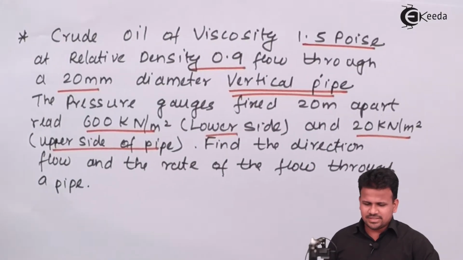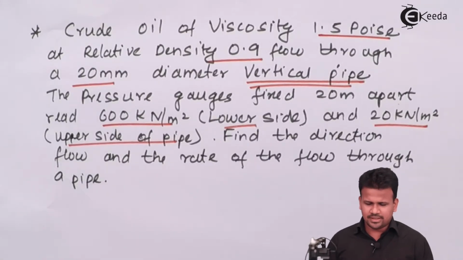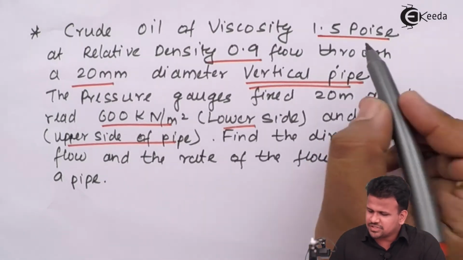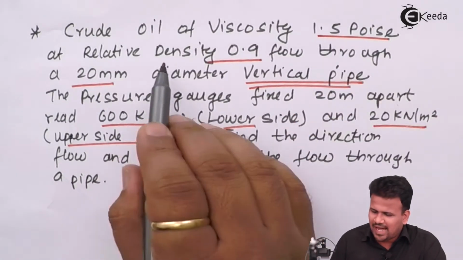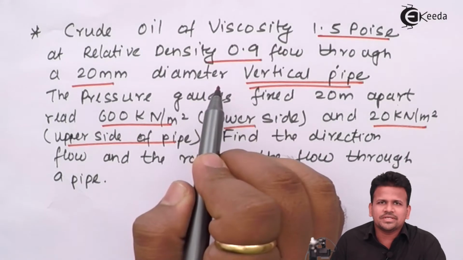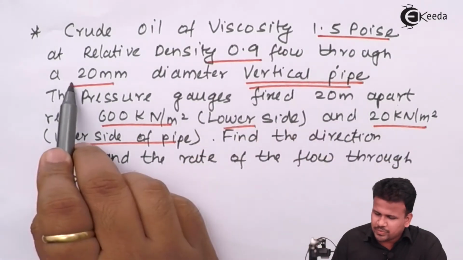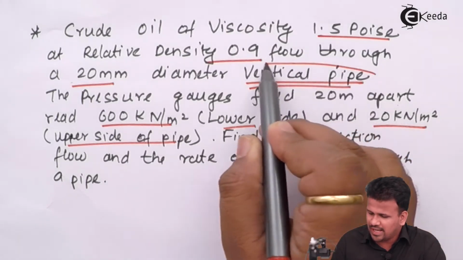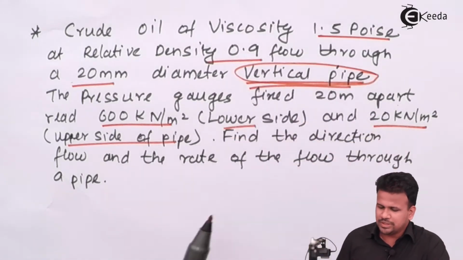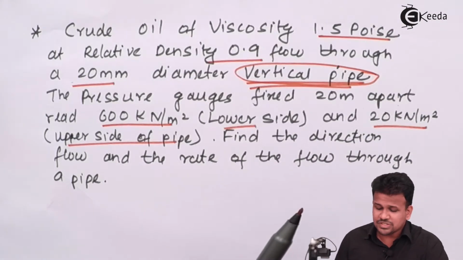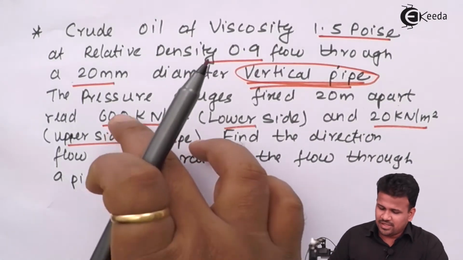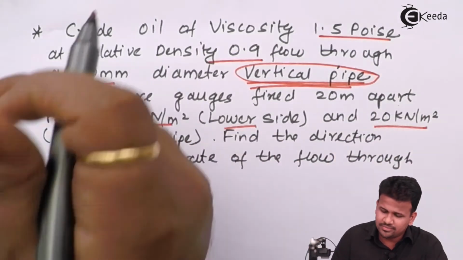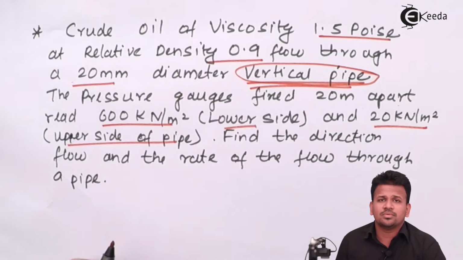Okay, so let us consider a problem related to laminar flow, which states that a crude oil of viscosity 1.5 poise and relative density 0.9 flows through a 20 mm diameter vertical pipe. Very important, that is given to you as it is a vertical pipe. So there is a crude oil traveling in a vertical pipe, and we don't know whether it is going from the bottom to the top or from the top to the bottom.